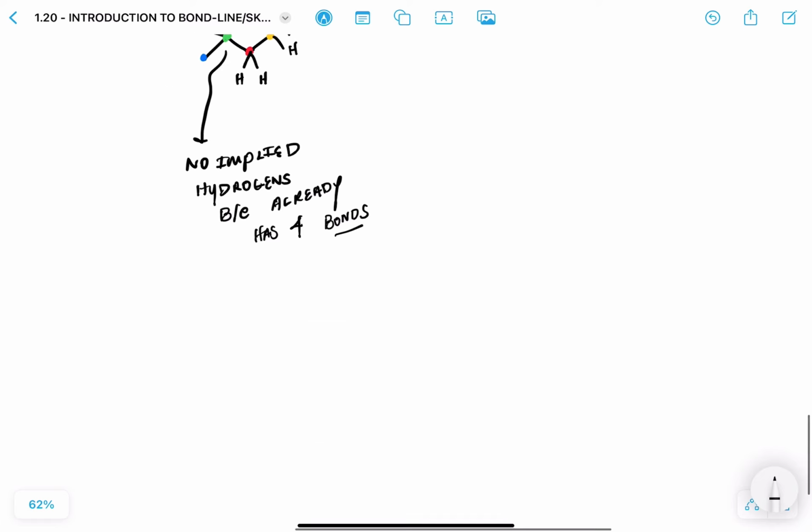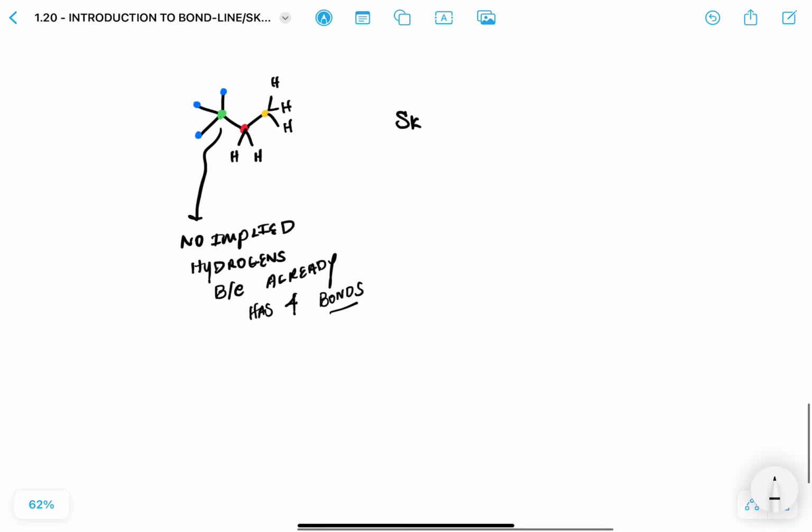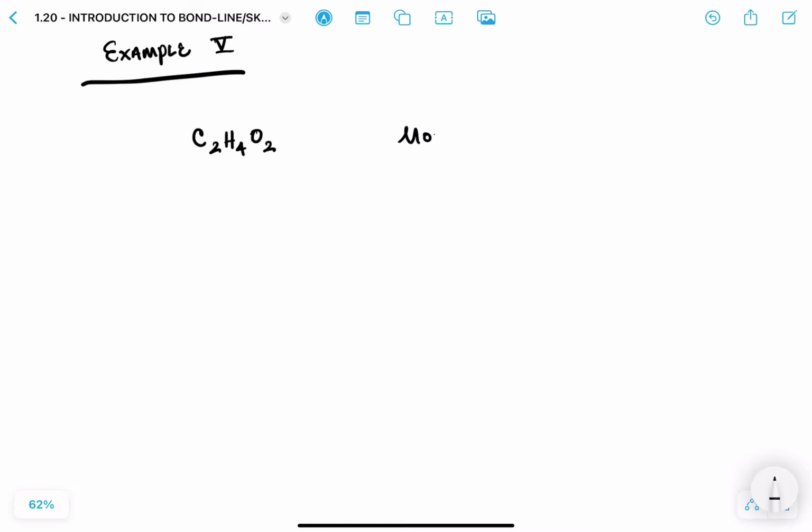All right, let's do another example, and then we'll talk about patterns of condensed structure. So this would be the skeletal. So here is example 5. Do C2H4O2. This is my molecular formula.